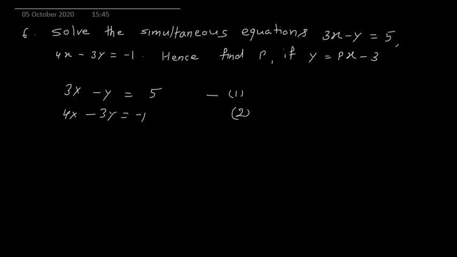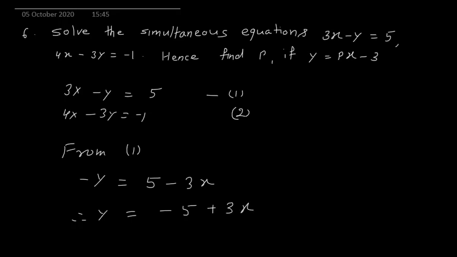Now from equation 1, minus y is equal to 5 minus 3x. Therefore plus y is minus 5 plus 3x. So when minus y is 5 minus 3x, y will become minus 5 plus 3x. I will change all the signs. So this can be written as 3x minus 5. This is the value of y. You can take this as equation 3. Now we have got the value of y from equation 1. We will substitute this in equation 2.